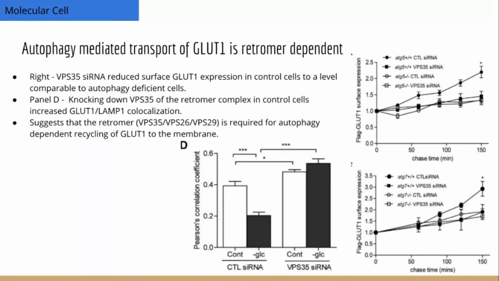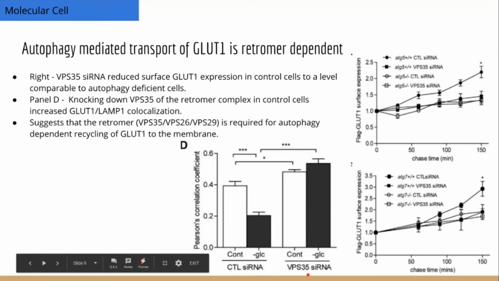And the researchers decided to examine the retromer complex because it's already known to direct GLUT1 from the endosome to the membrane, and this was confirmed by previous research. And indeed, they found that when they knocked down the retromer using shRNA, they knocked down a critical component of the retromer, VPS35. It caused autophagy-competent cells to behave as if they were missing ATG5 or 7.